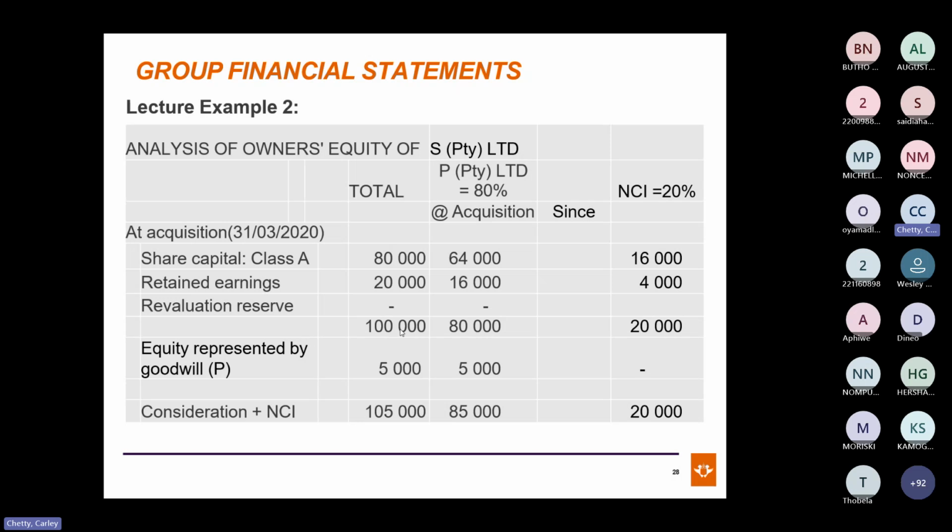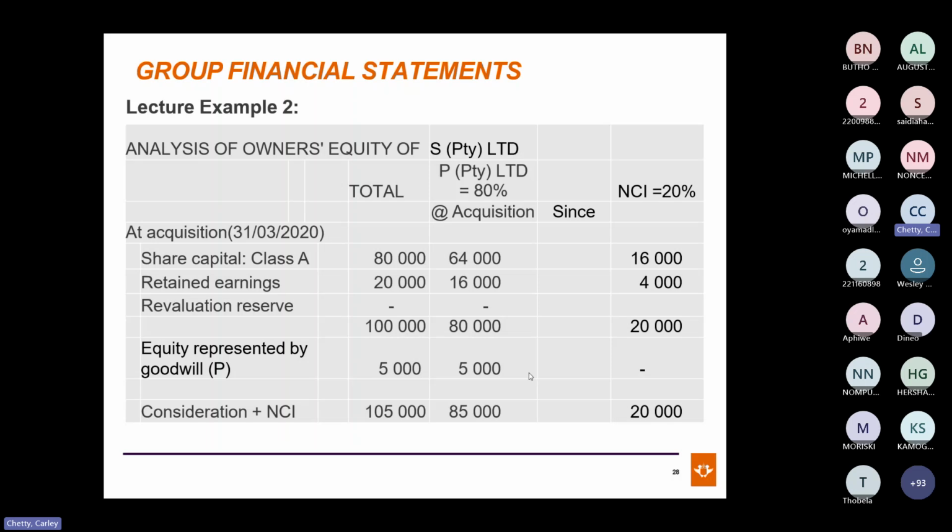So now we can do a total column. We're showing the total equity that S has, which is 100,000. P owns 80% of that. So we're adding these two numbers here, the 64,000 and the 16,000, and that will give us 80,000. And then the non-controlling interest, their 20% ownership will give them share capital of 16,000 and retained earnings of 4,000 Rand. And that will give us a total amount attributable to the non-controlling interest of 20,000.